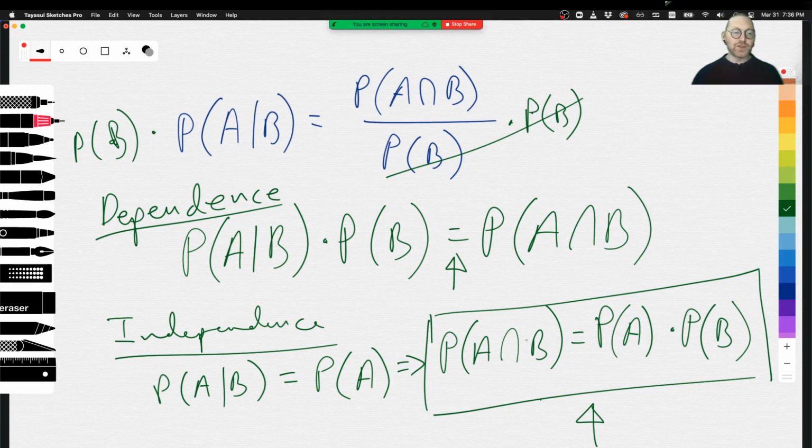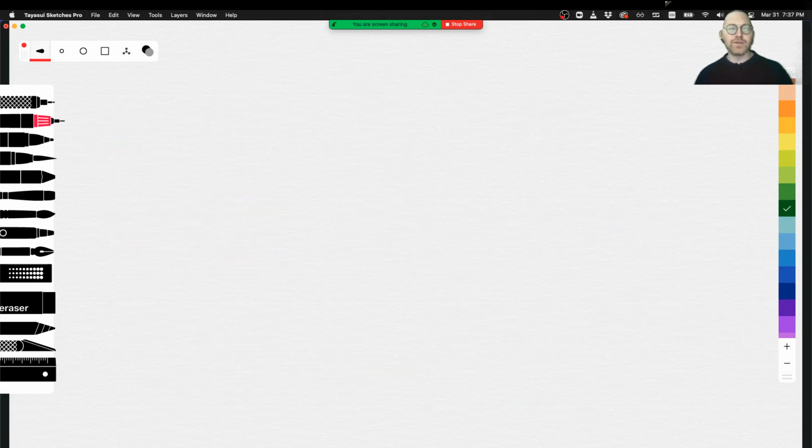The probability of the intersection of those two things is going to be the same thing as the probability of A multiplied by the probability of B. And if you want to think about that in terms of two coin flips, which are independent events, this should still work, right? So let's continue this thought process.